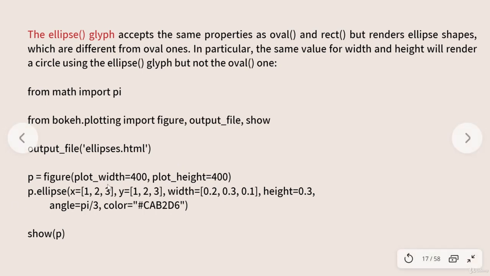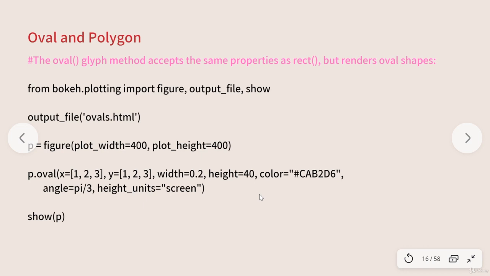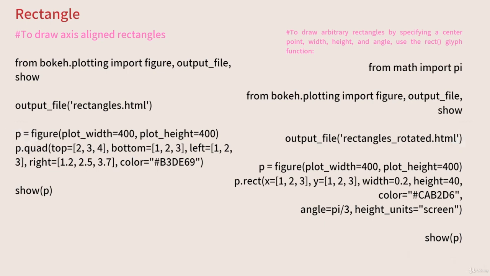Then figure parameters, the width and height, what I want for the entire plot area, and then the ellipse. So x and y, again the coordinate values, center coordinate values for every ellipse, and then the width. Now, if you see, for every ellipse, I have mentioned the width. So far, for example, we have done oval. In oval, there was only one value of width. Similarly, rectangle, there was only one value of width.